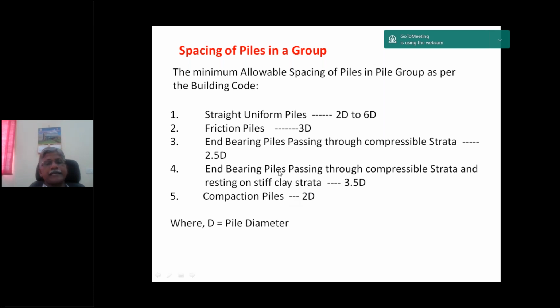So these are certain guidelines as per the building code, on how much spacing we can provide for different piles and different soil conditions. These 5 points are required to be kept in mind so that accordingly we can decide the spacing of the piles.